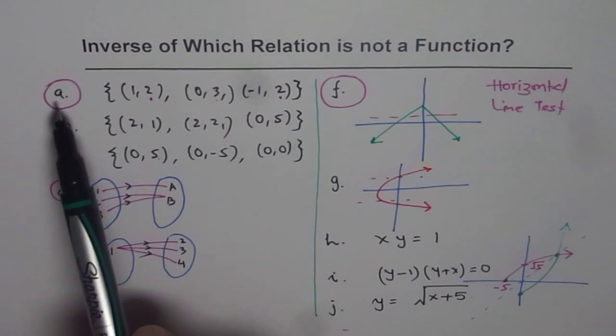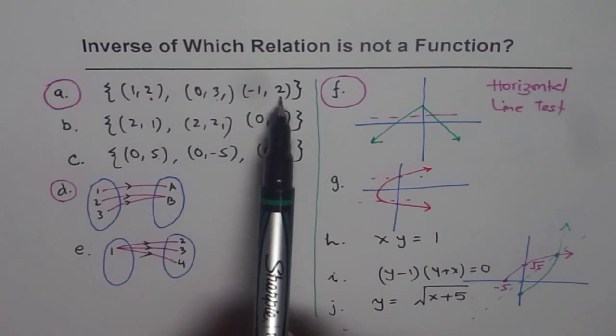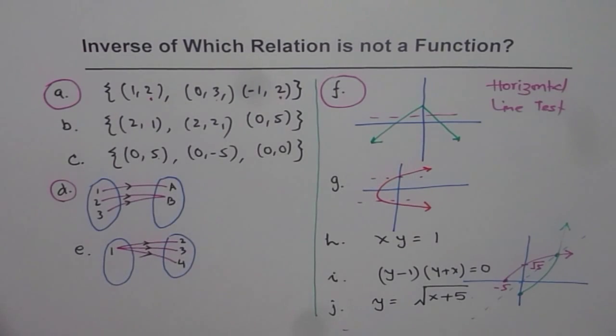Similarly, part A will give two different values for the inverse of this function for x equals to 2, right? So that is also not a function. So that is how we can figure out whether the inverse of the relation is a function or not a function. I hope that gives you a good review on whatever you've learned so far relating to relations, functions, and inverse of functions. Thank you and all the best.